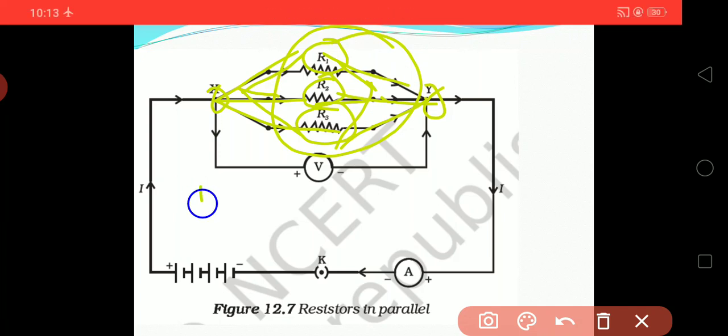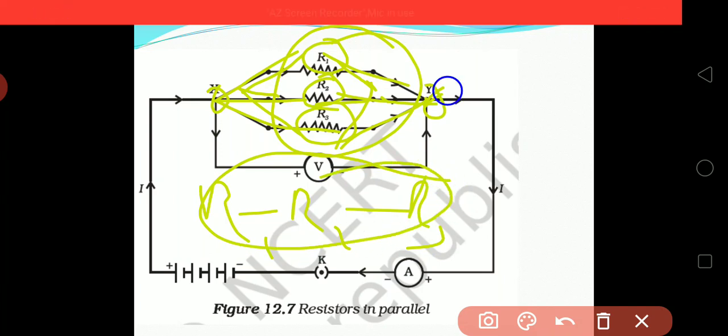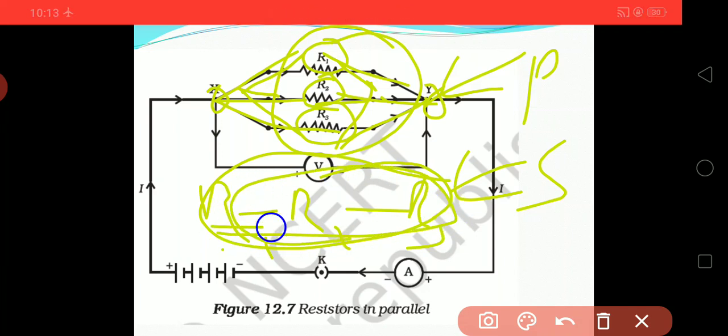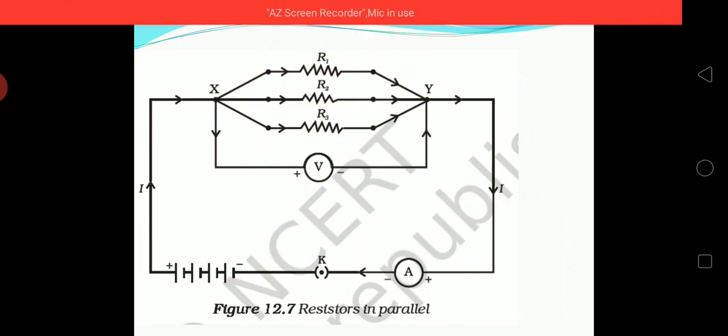R1, R2 and R3 in a straight line are said to be in series, while this is known as parallel. In series you can see that R1, R2 and R3 are in a straight line, while in parallel you can see that the three of them are in parallel form. The circuit will be the same: ammeter, key, battery and voltmeter, all of them are present in it.